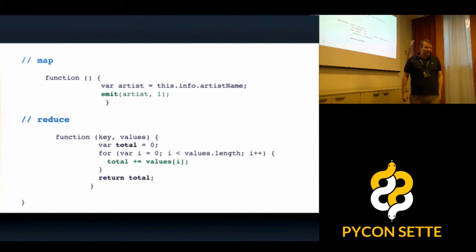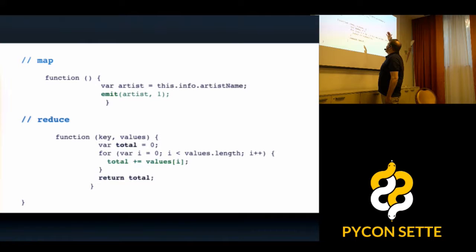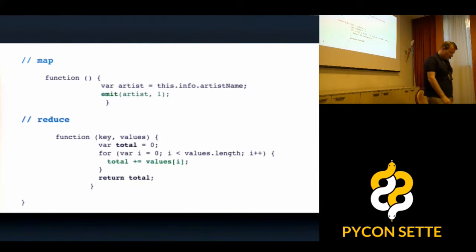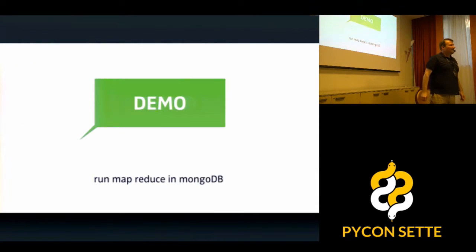A very simple MapReduce function is: we take the document and get the artist name, which is stored on this path, and we emit the artist name tuple, and our reduce phase takes all those tuples and summarizes everything. And this is time for our first demo.